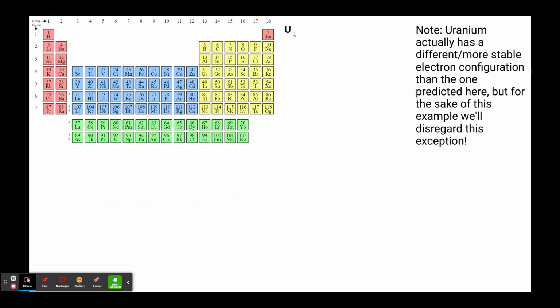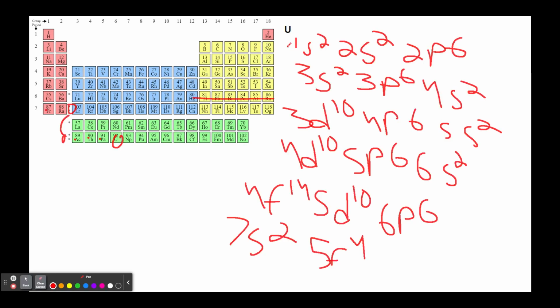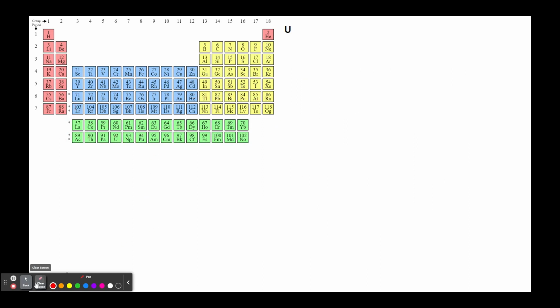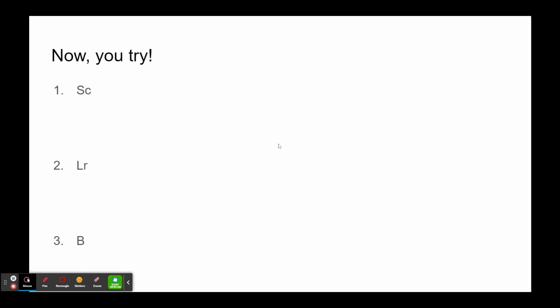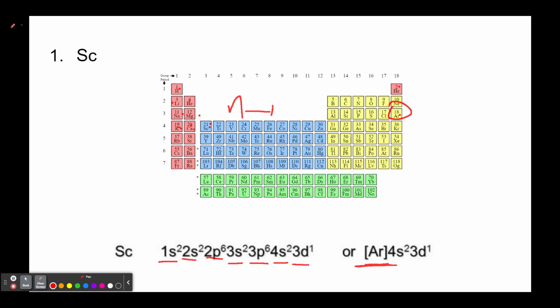All right, so the next walkthrough, uranium. And there you go. This is the full electron configuration for uranium. And in order to do the noble gas configuration or abbreviated electron configuration, and there you go. There's your abbreviated electron configuration for uranium. All right, now you got to try some, and that's it for that.